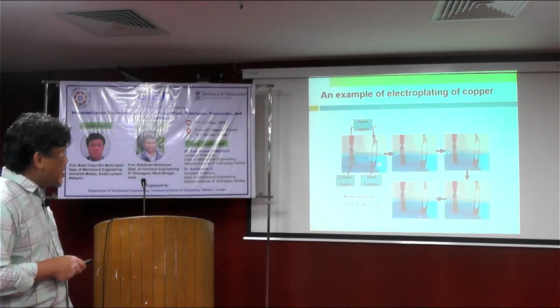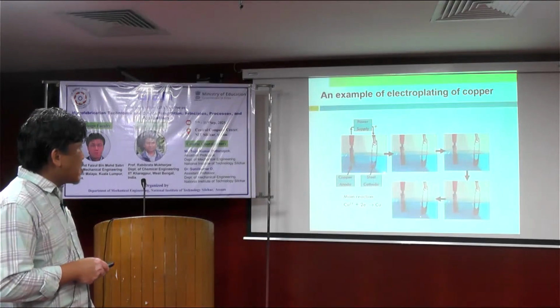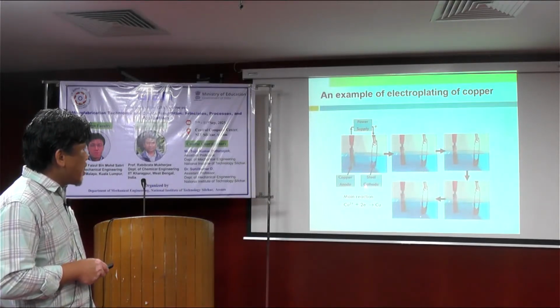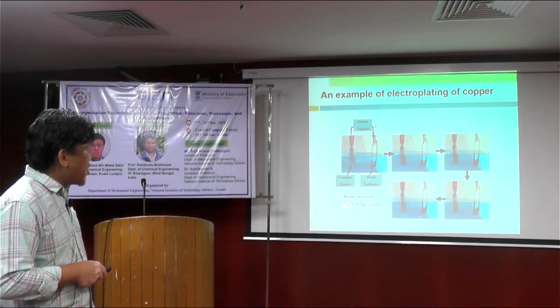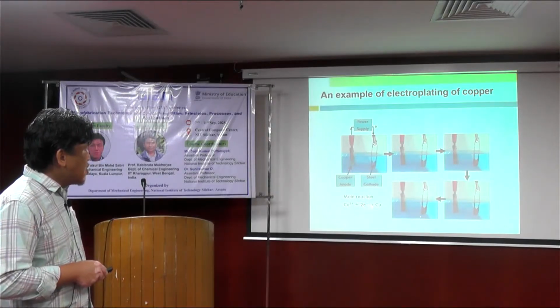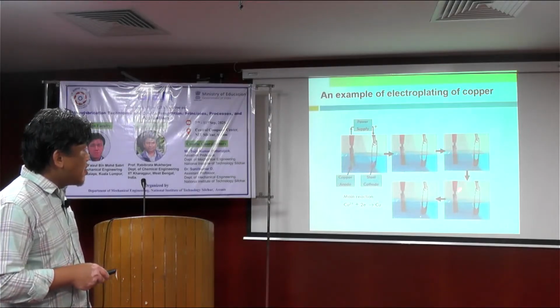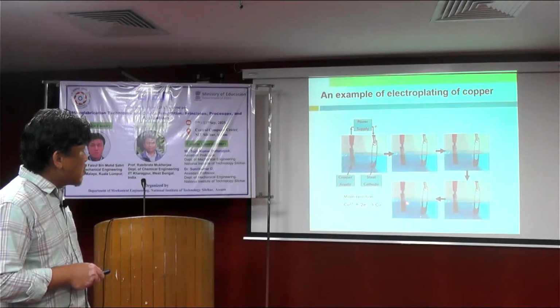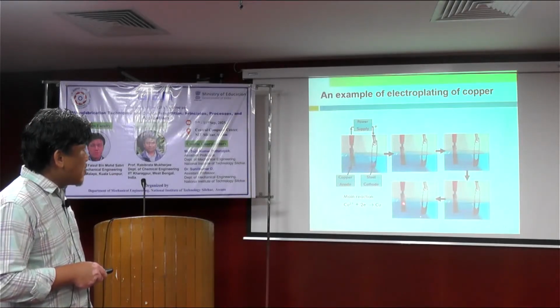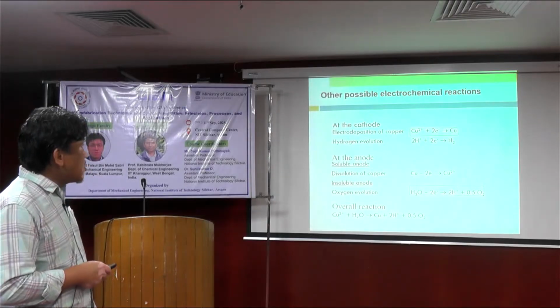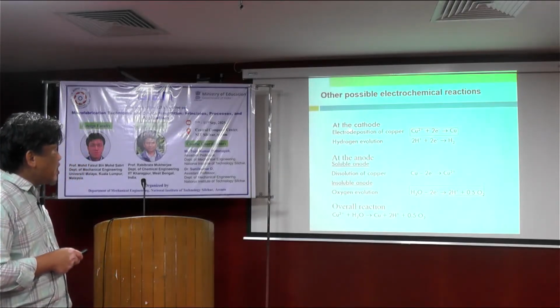So this is the actual setup of a copper anode and steel cathode, and you have your power supply. The reaction that happens is Cu2+ plus 2 electrons, then you can get copper. From here, you can see that it is deposited on this, the cathode. So the reaction happens at the cathode.